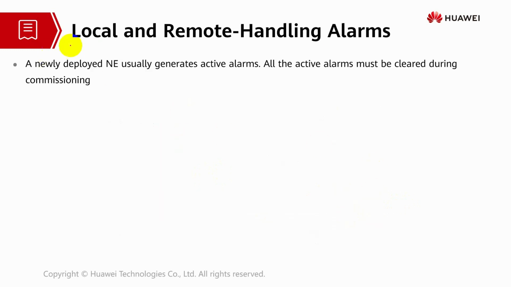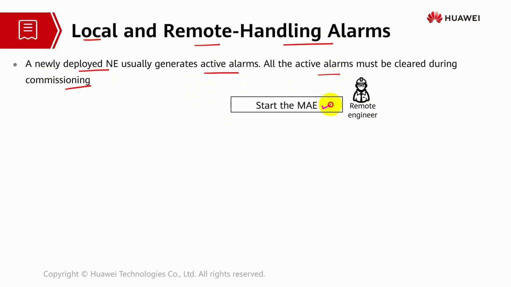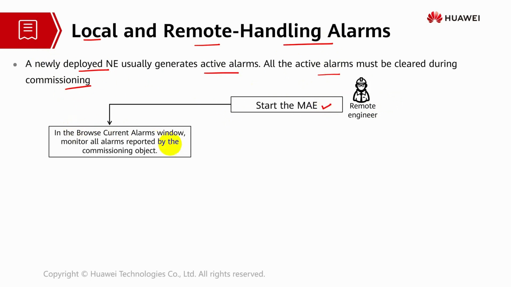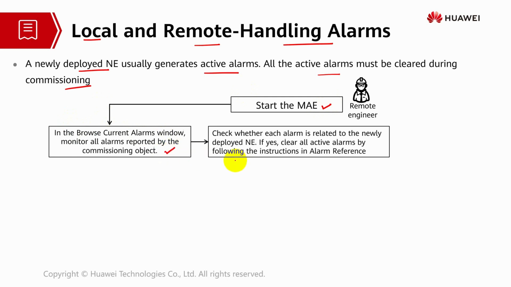Next, local and remote handling of the alarm. When a new NE is deployed, it will usually generate active alarms, and all the active alarms must be cleared during the commissioning. So what does the remote engineer do? The remote engineer will use the MAE platform and browse the current alarms to see whether any alarm is reported by the commissioning objects. Then he will check whether the alarm is related to the new NE or not. If yes, he will clear all the active alarms in the alarm reference.